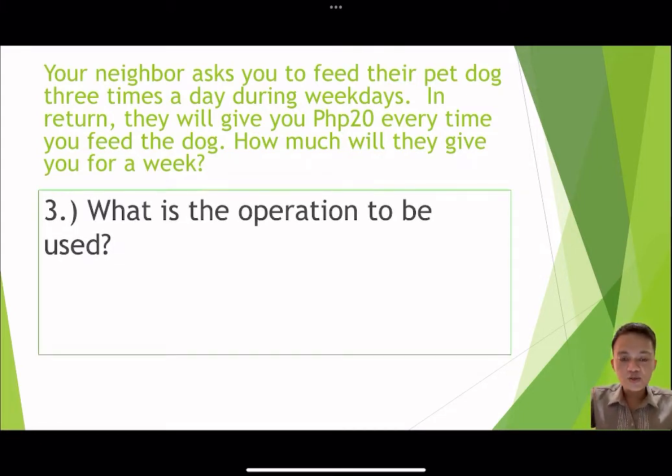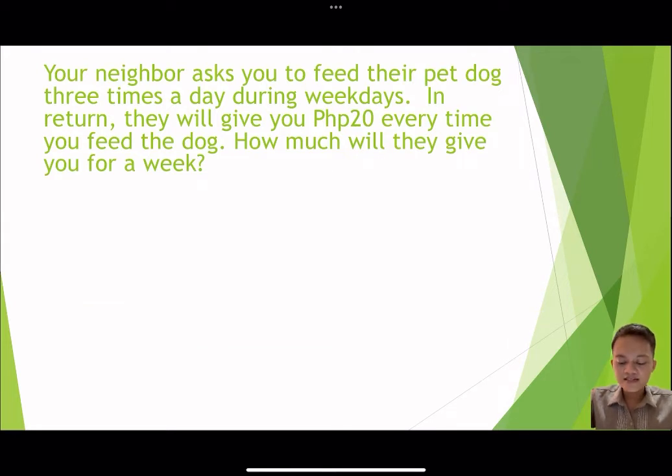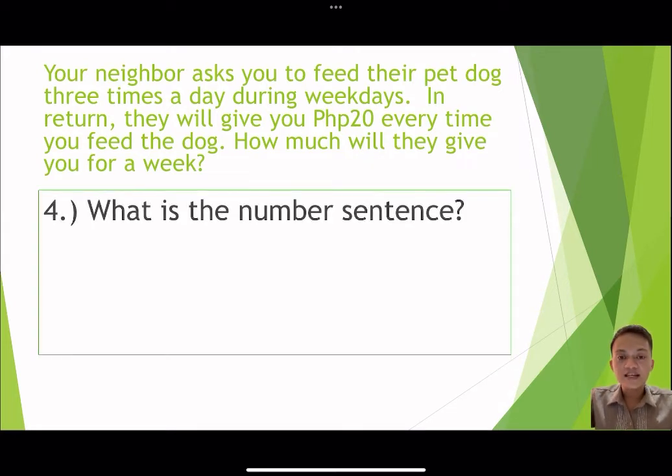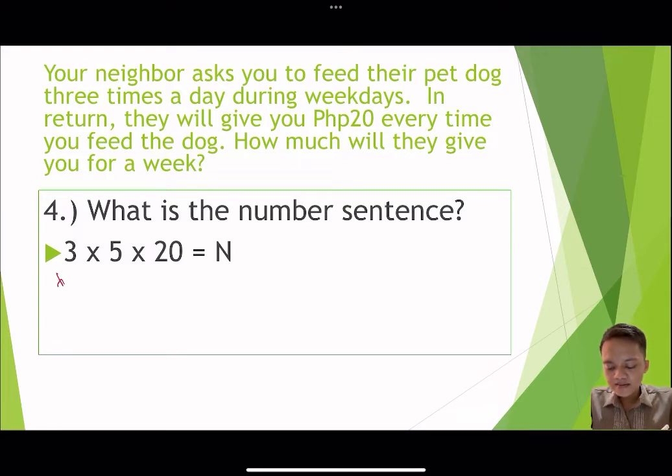What is the operation to be used? Ano ba yung operation na gagamitin natin? Multiplication. Next, what is the number sentence? So, based dun sa given natin, imumultiply lang natin yung 3. Yung 3 times mo siyang papakainin. Ito ay weekdays, yung 5, and 20 pesos ang ibabayad niya sa'yo tuwing papakainin mo siya. So, 3 times 5 times 20 equals N.